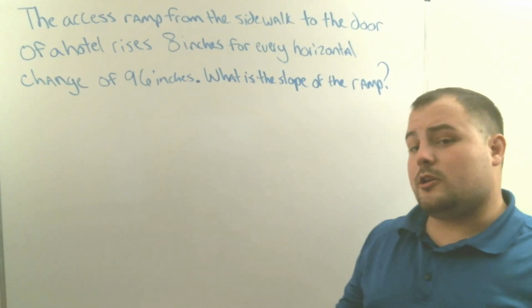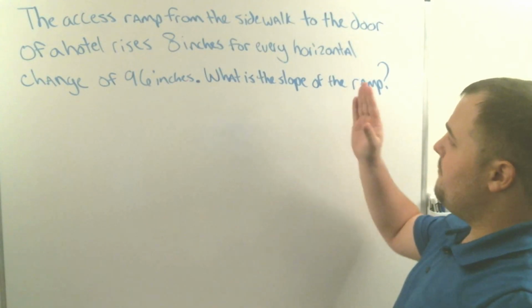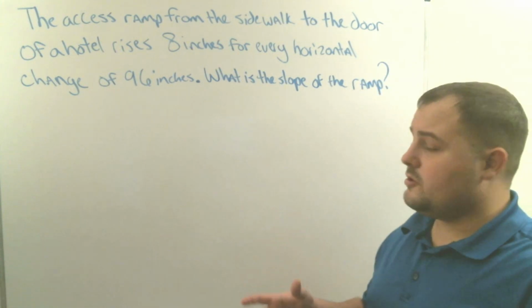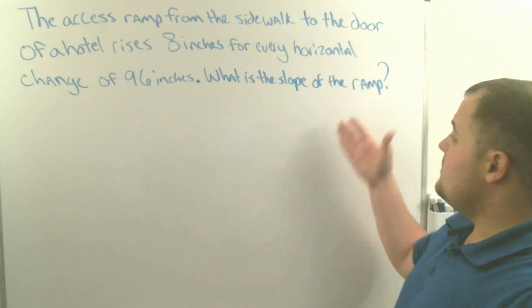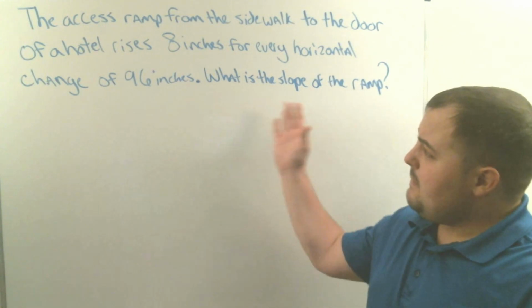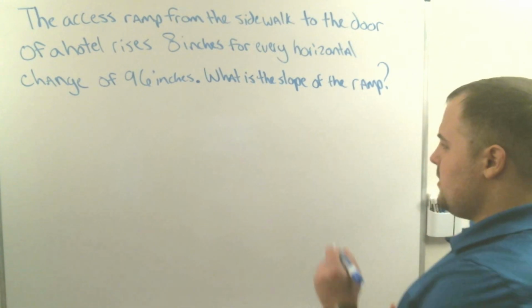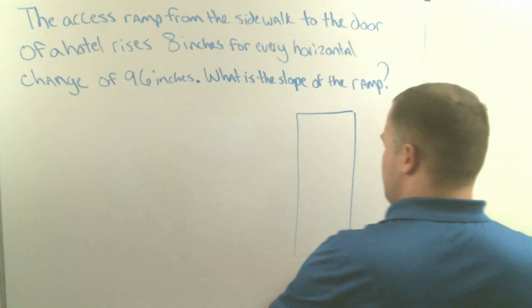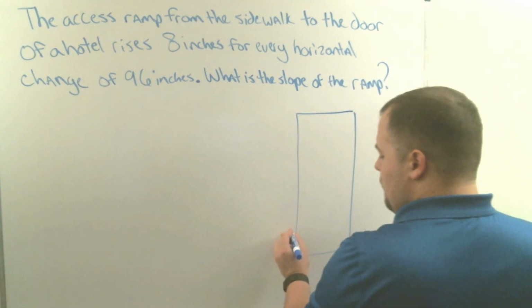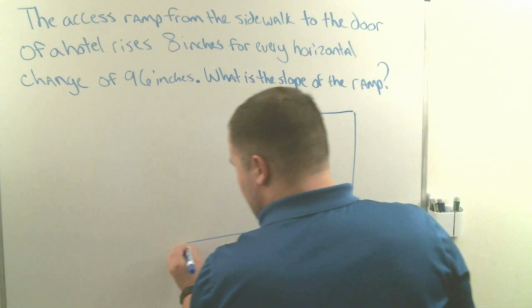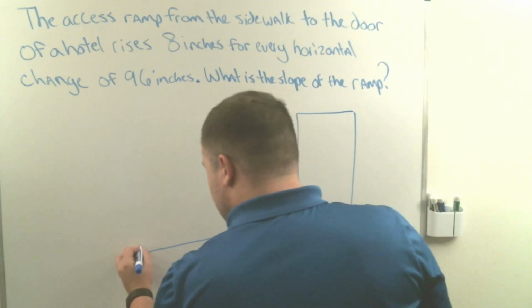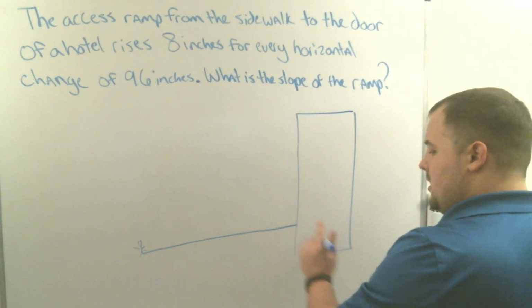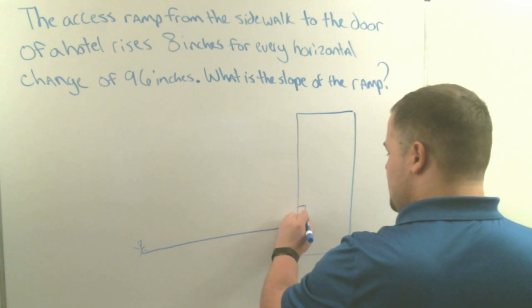In our next example, we're looking at a word problem. It says the access ramp from the sidewalk to the door of a hotel rises 8 inches for every horizontal change of 96 inches. What is the slope of the ramp? Now, maybe we don't understand what it's saying. So what we could always do is draw a picture of what it's saying. So here's my hotel. And from the hotel, we're going to have a ramp that somebody is going to be able to walk up. So it can't be really steep because they're going to be able to walk up to get to the door of the hotel.